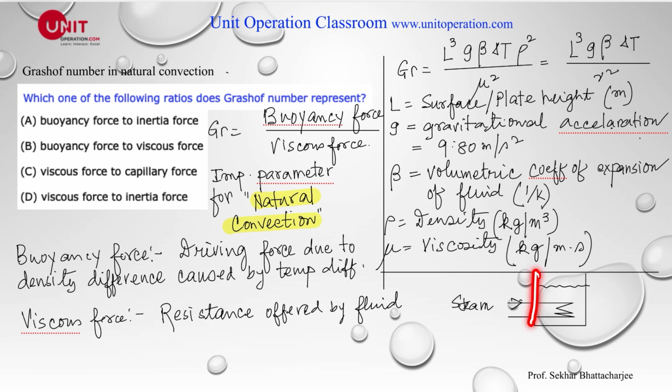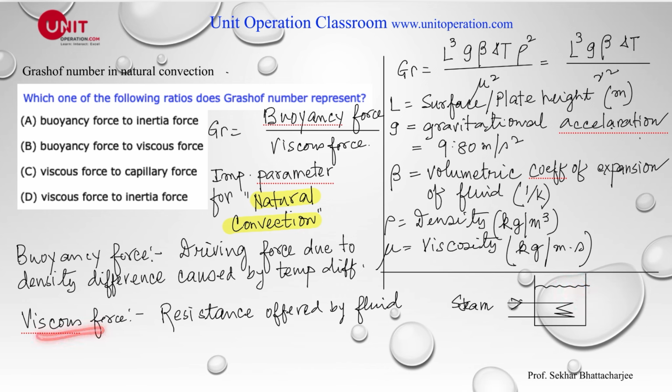Let's say you have a liquid being heated by a steam coil. The liquid in contact with this coil gets heated up and its density decreases, so it rises up, and the cooler liquid comes down. So a circulation loop is established, and that is a key point in natural convection. The buoyancy force is a driving force due to the density difference caused by the temperature difference, right? So this sets up the circulation loop.